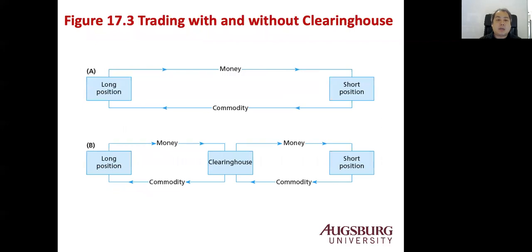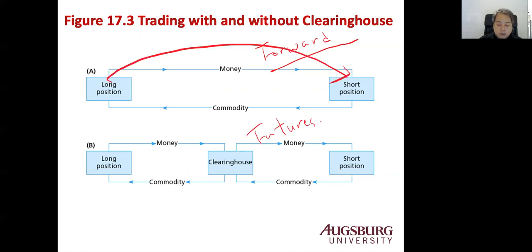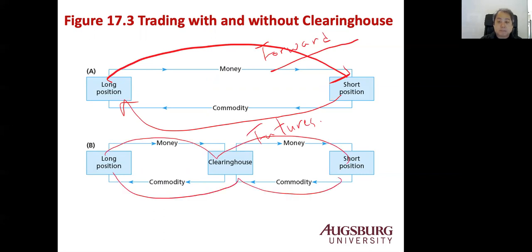So this is the diagram of trading with or without clearinghouse. A is the forward contract, no clearinghouse. B is the futures contract, there's a clearinghouse. So the money goes from long to short, and the asset goods go from short to long. But now you have intermediaries.